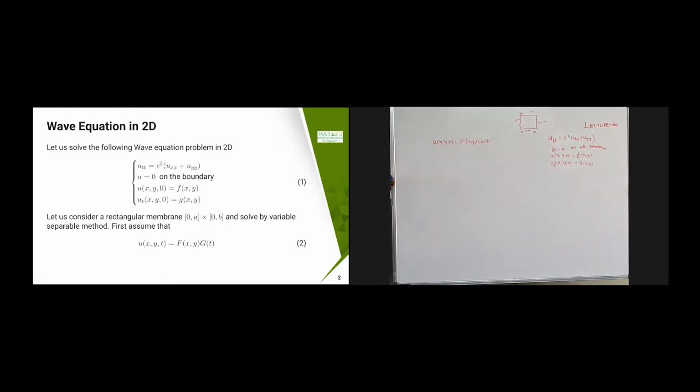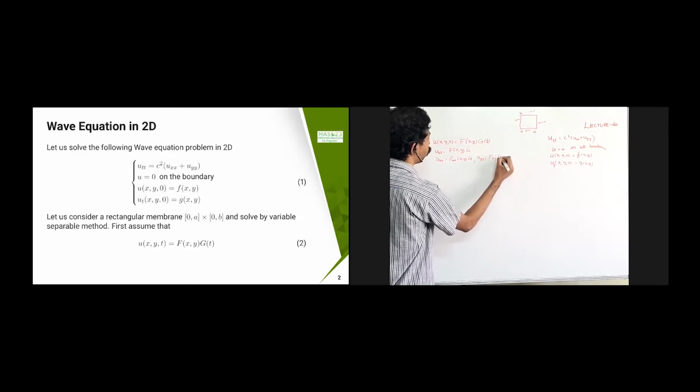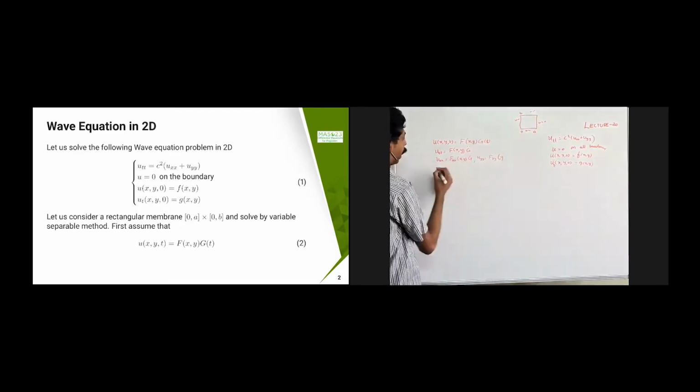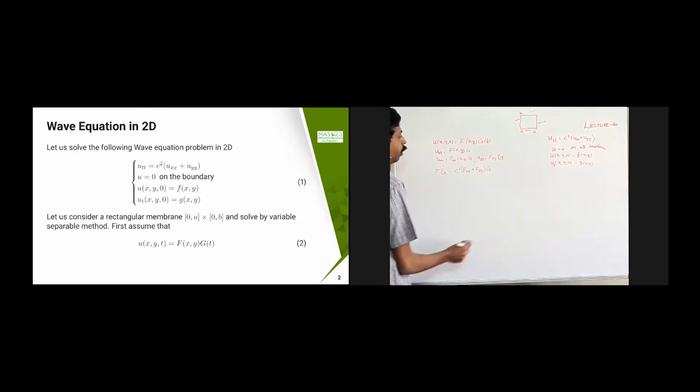Now again I can use the same kind of information. u_tt is going to become F of x comma y into G double dash, and u_xx is going to become F_xx of x comma y into G, and u_yy is going to become F_yy into G. Therefore, the equation u_tt equals c square times (u_xx plus u_yy) becomes F into G double dot equal to c square into (F_xx plus F_yy) into G. G is common, so I'm just writing G.